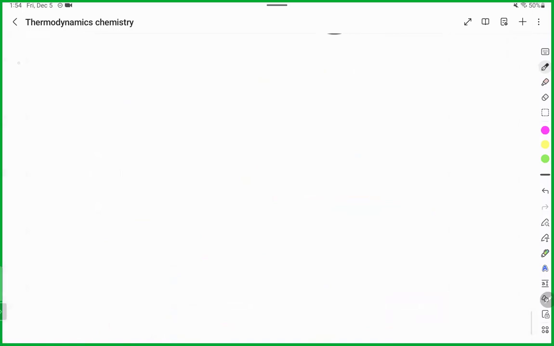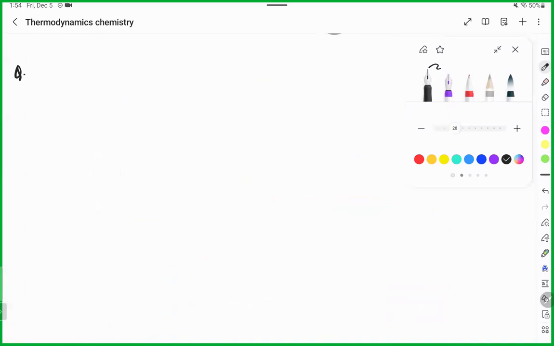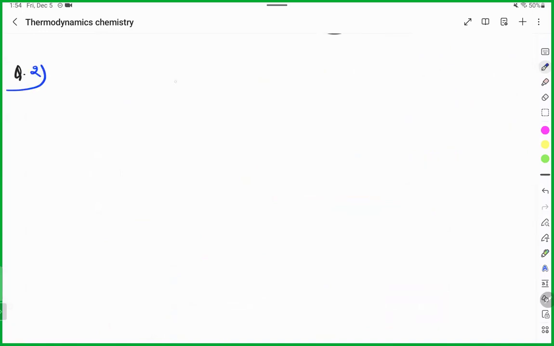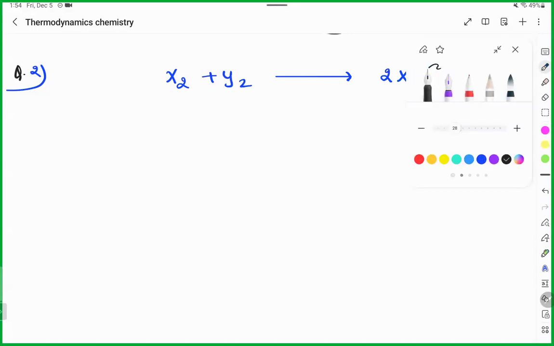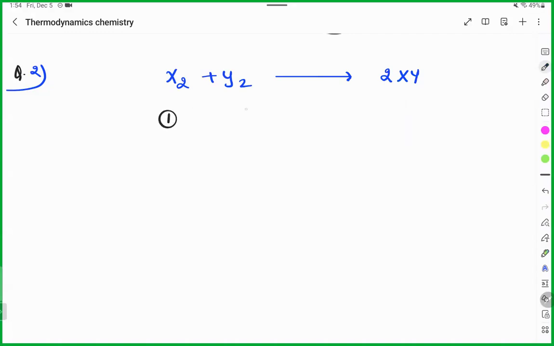According to question number 2, it says that you have a reaction X2 reacting with Y2 to form XY. But we know we have to balance. Yes, sir. If the X number is 2 on the left hand side, on the right hand side it should be 2. Same for Y2, so on the product side it should be 2. This is balanced here. According to the question, if you have X2 value 1, then Y2 value will be 1 by 2 and XY value will be 1.